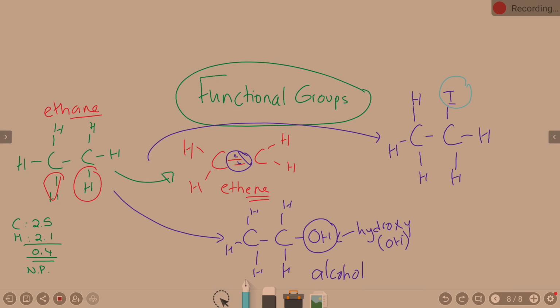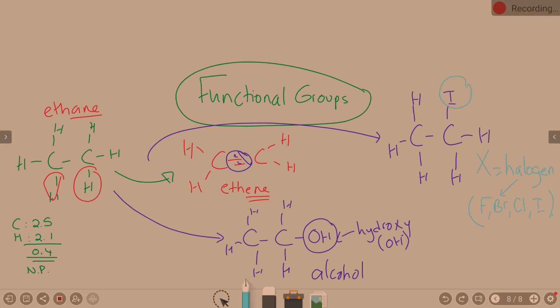So with these ones here, I'll just say X, and X is a halogen. And halogens are fluorine, bromine, chlorine, and iodine. Does that make sense? So if I ask you, what is the functional group here? You'll circle the I and say that this is an example of a halogen.